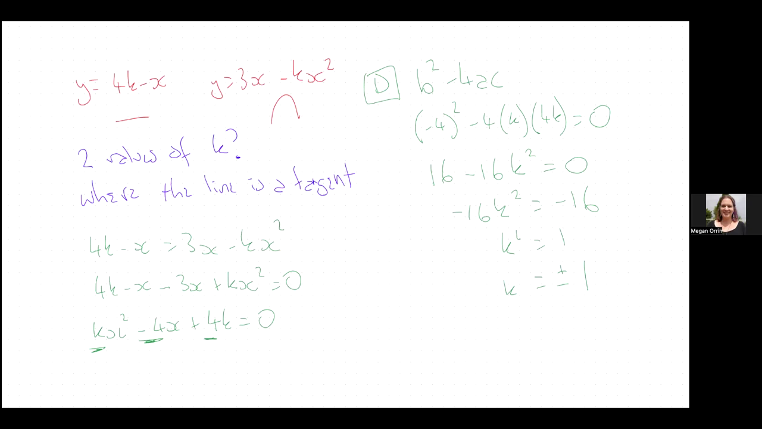Make sense? Do you get what I mean here? So these are my two possible values of k. Yeah, that's all it asked for. Just what are the two values of k if the line is a tangent? So if there's only one point of intersection, the discriminant must be 0. And then I use the discriminant to solve for k.